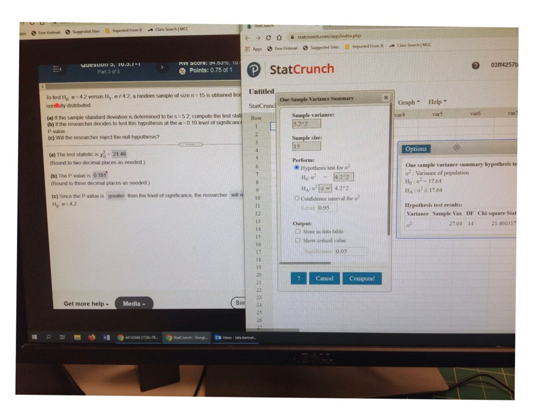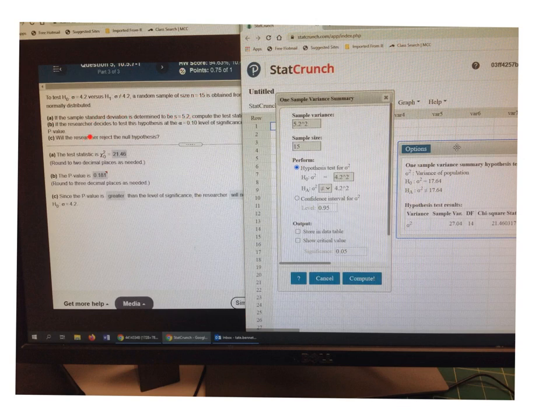Cut off part of it, but you're on the hypothesis. It's in 10.5, you're doing a hypothesis test. The null hypothesis is variance, standard deviation is 4.2. The alternative hypothesis is variance is not equal to 4.2, so it's a two-tailed test. Sample size is 15. Sample standard deviation is 5.2.